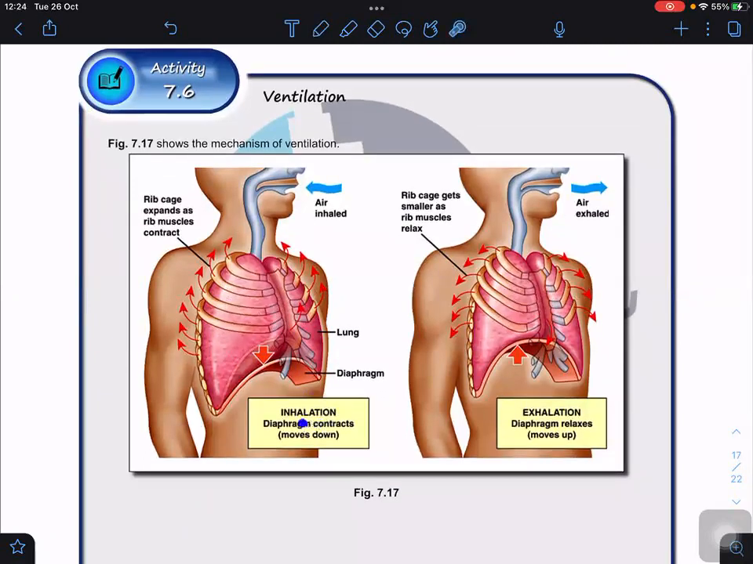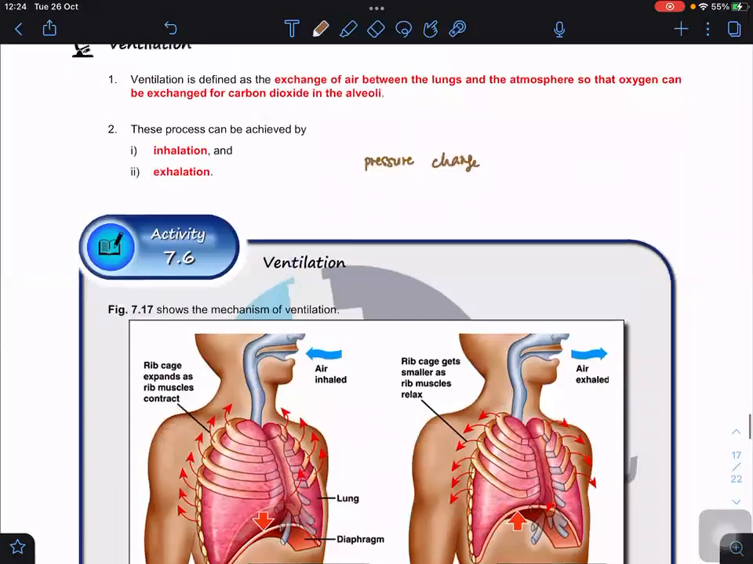Okay, so look at this. During the inhalation, the muscle that controls the diaphragm causes the diaphragm to move down. When the diaphragm moves down, look at this. This is our thoracic cavity, initially, and now it becomes like this. Can you see that there is an increase in the volume? Volume increases, pressure decreases. Can you see that? Okay.